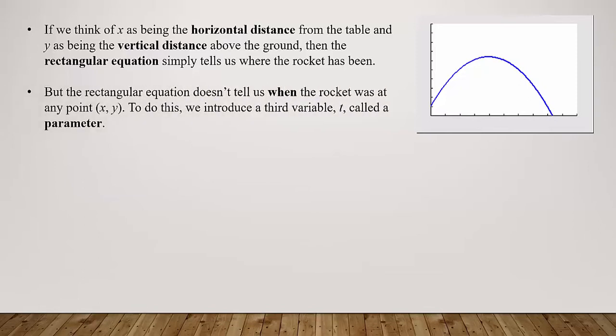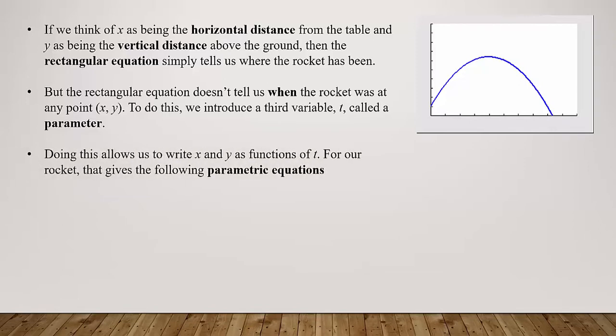However, the rectangular equation does not tell us when the rocket was at any point (x, y). So in order to answer the when question, we introduce a third variable that I'll call t, and this third variable is generically called a parameter. I would use t here because I want it to represent time. But in general, I could introduce any variable I want. That variable I'm introducing is called a parameter.